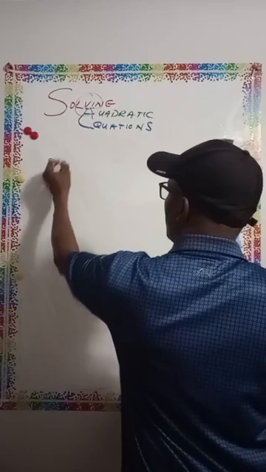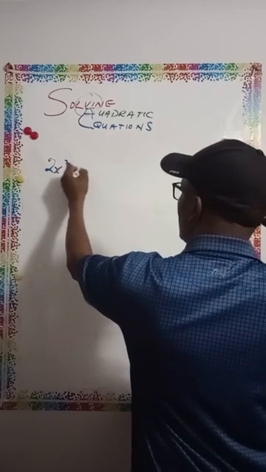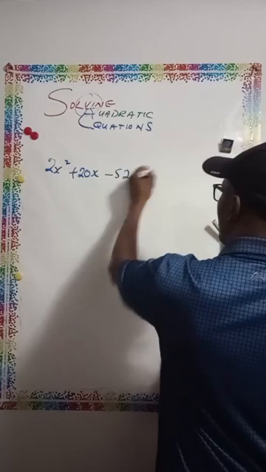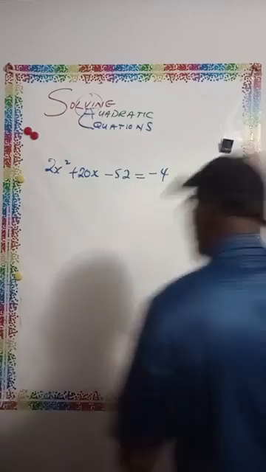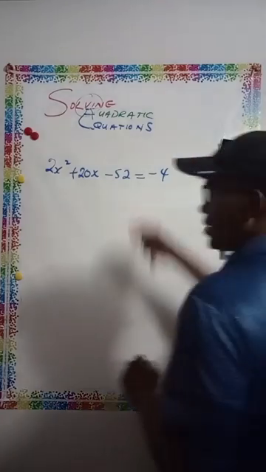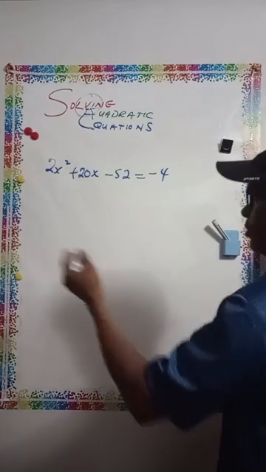We have 2x squared plus 20x minus 52 equals negative 4. But let's say you're being given that. You're being asked to solve. First of all, it's not in standard form. So we've got to do some undoing here, right?